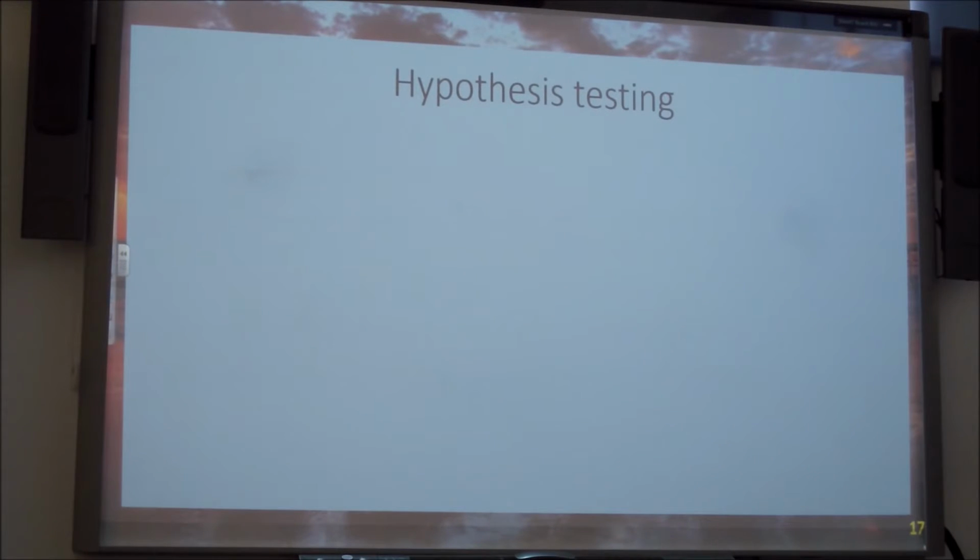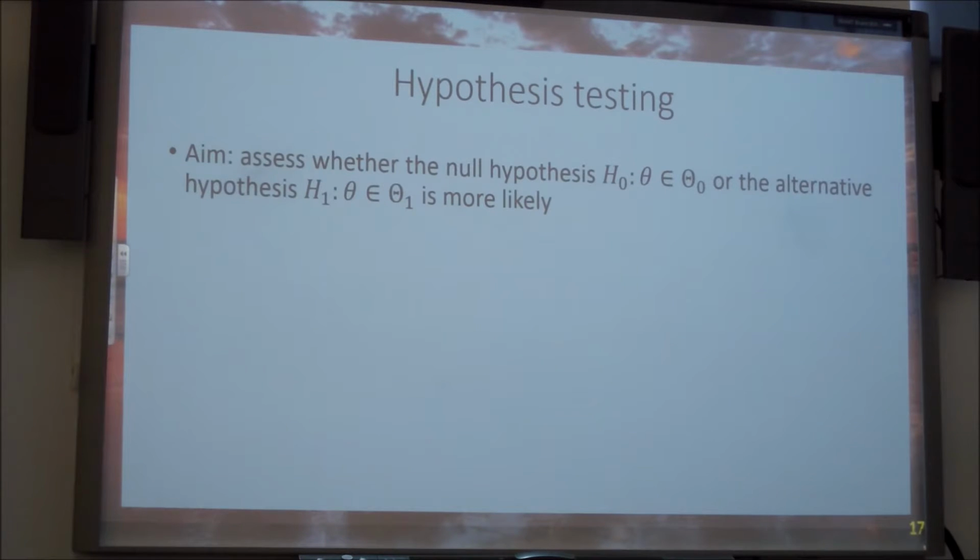Okay, so Bayesian inference has a lot of nice properties, and I think things are a lot easier to understand compared to in frequentist inference. So with hypothesis testing, we're trying to decide whether the null hypothesis H0 or the alternative hypothesis H1, which one is more likely. So H0 specifies that theta is in some range theta 0, and H1 specifies that theta is in some other range theta 1.